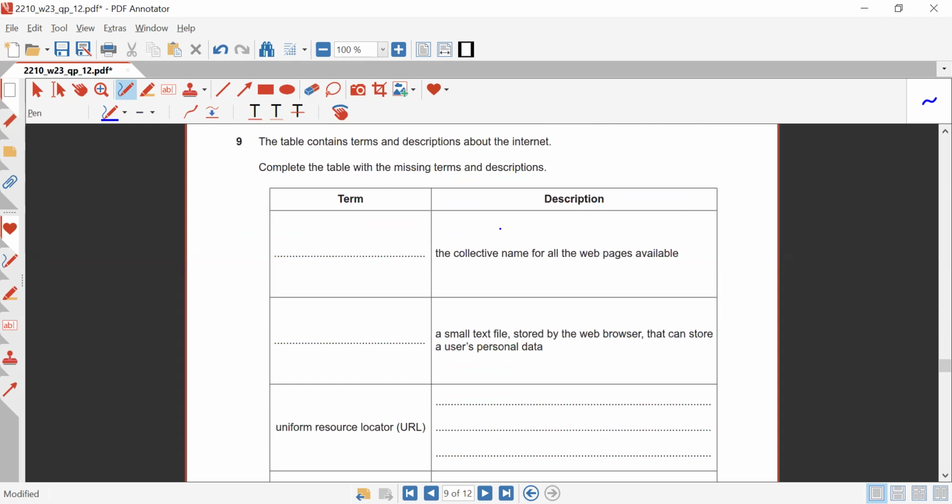Coming towards question number 9, what does question number 9 say? Now it says the table contains terms and descriptions about the internet. Complete the table with the missing terms and descriptions. So it's from the internet and its uses part. What are they saying? The description says the collective name for all web pages available. So the place where all web pages are available is actually known as the World Wide Web.